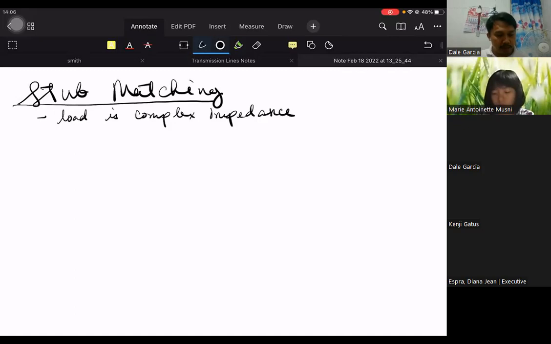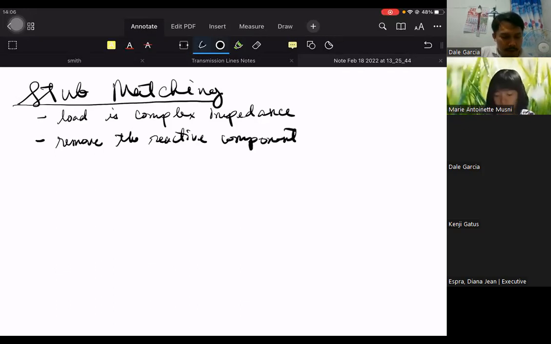When the load is just a complex impedance, which is usually the case, it is necessary to remove the reactive component to match the line to the load. Okay. So if this is the case, the solution is to remove the reactive component of the load so that the line and the load are matched.